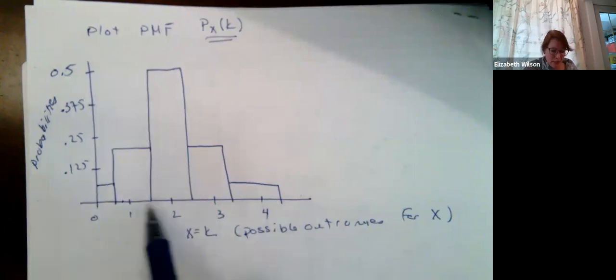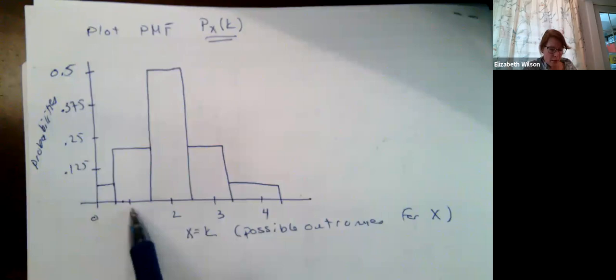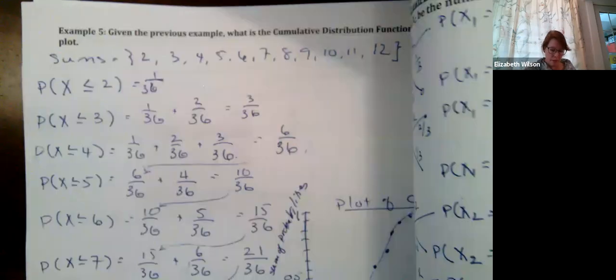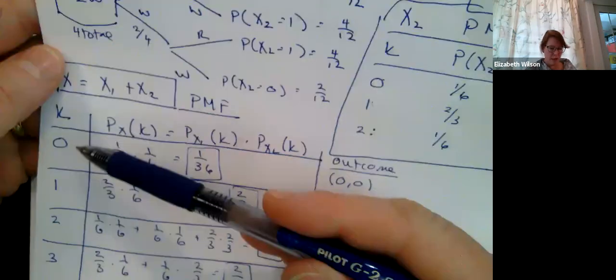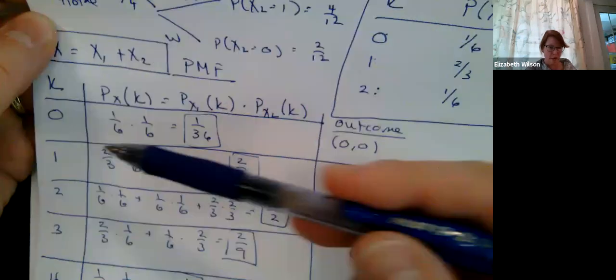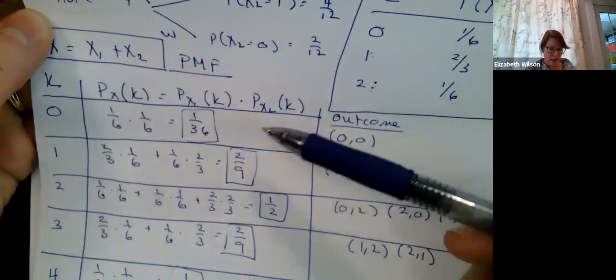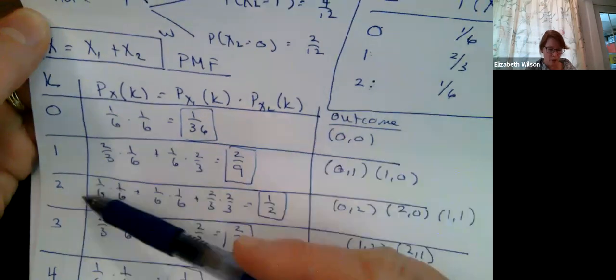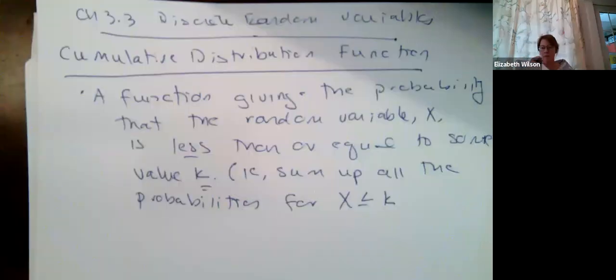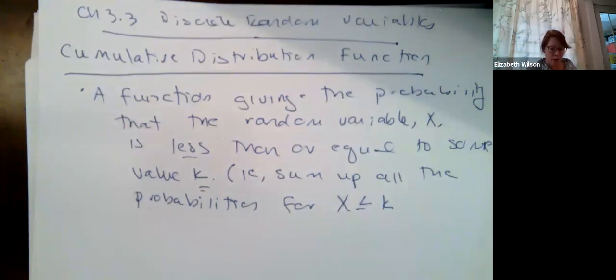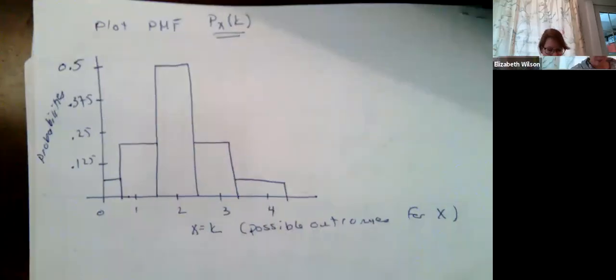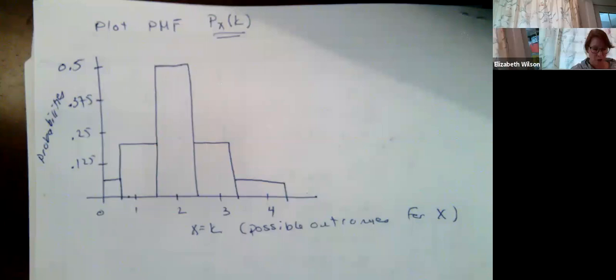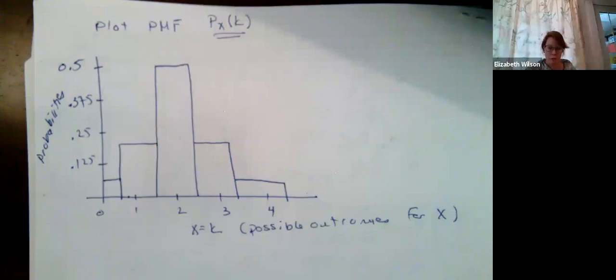Now these values that I put on came from these values here. When k was equal to 0, I had 1/36. When k was equal to 1, I had 2/9. This is what I'm plotting on the x-axis and the y-axis. So 2 is equal to 1/2. I just took our table and put it into a plot. So it gave us our probability mass function, or your book may call it a probability density function, for our discrete random variable, which is the sum of how many red chips we have in bucket 1 and how many red chips we have in bucket 2.